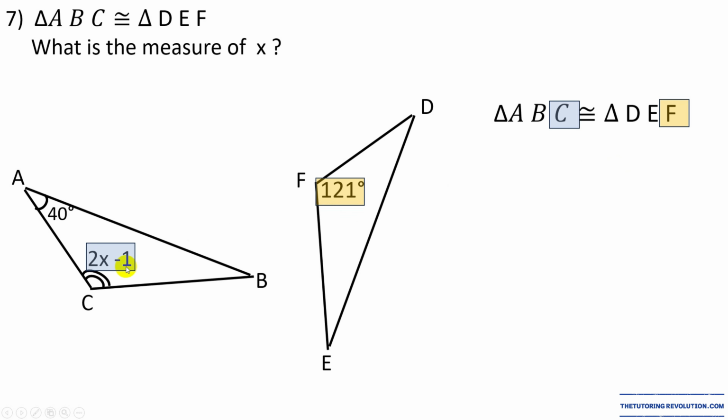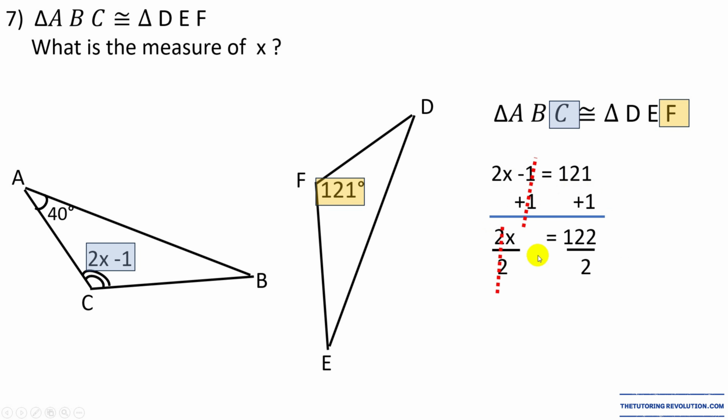So that's all we do, is we establish an equation. 2x minus 1, which is angle C, equals 121. We add 1 on both sides to get rid of that negative 1. We cancel this out. So 2x equals 122, which is 121 plus 1, 122. Now to get rid of that 2, we divide by 2 both sides. So x is going to be 122 divided by 2, which is 61 degrees.